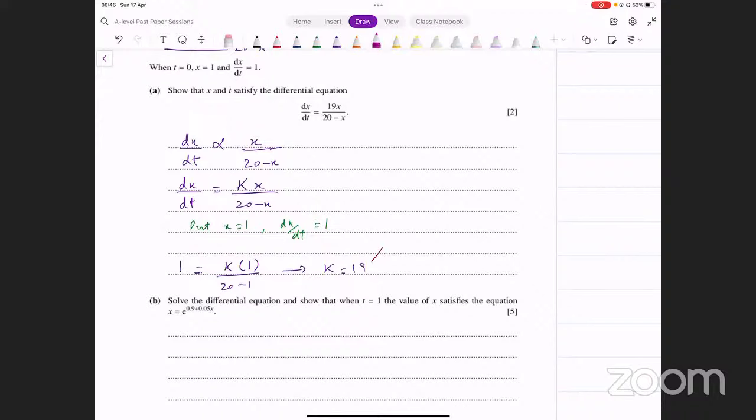So the differential equation therefore turns out to be dx over dt equals 19x over 20 minus x. ये हमें प्रूव करना था. That's the first part. ठीक है. अच्छा, अब सेकंड पार्ट में उसने क्या कहा है? Solve the differential equation.